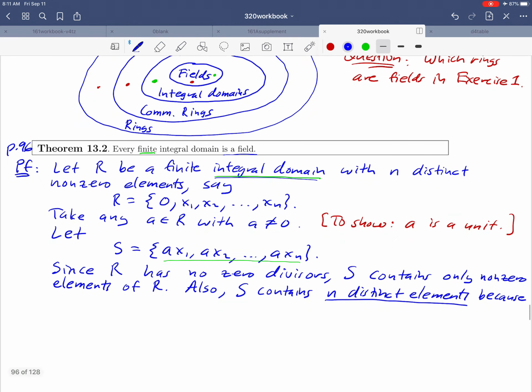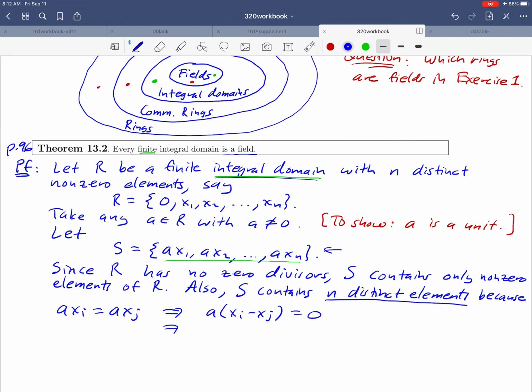Okay, why is that? Well, let's assume that two of the numbers on this list were the same and see what goes wrong with that assumption, or see what results. If we had a times xi equaling a times xj, we can do a little algebra with that. We can bring everything to one side and use distributivity to rewrite that like this. That would mean that a times (xi minus xj) is 0.